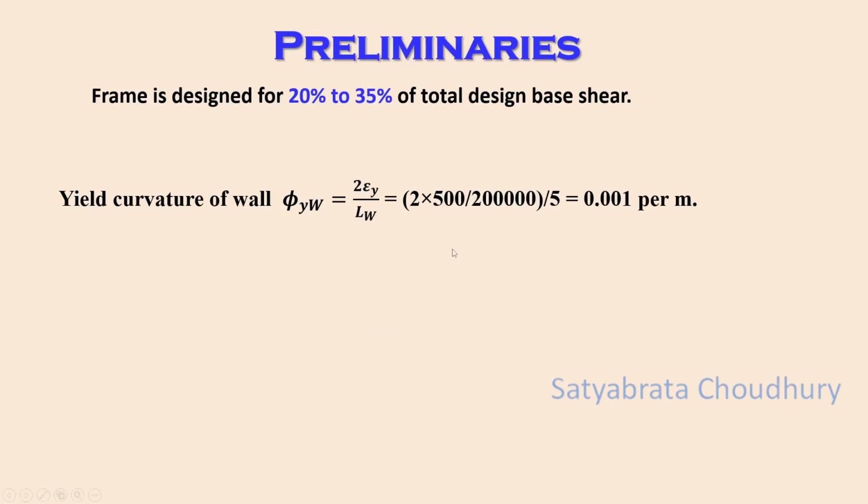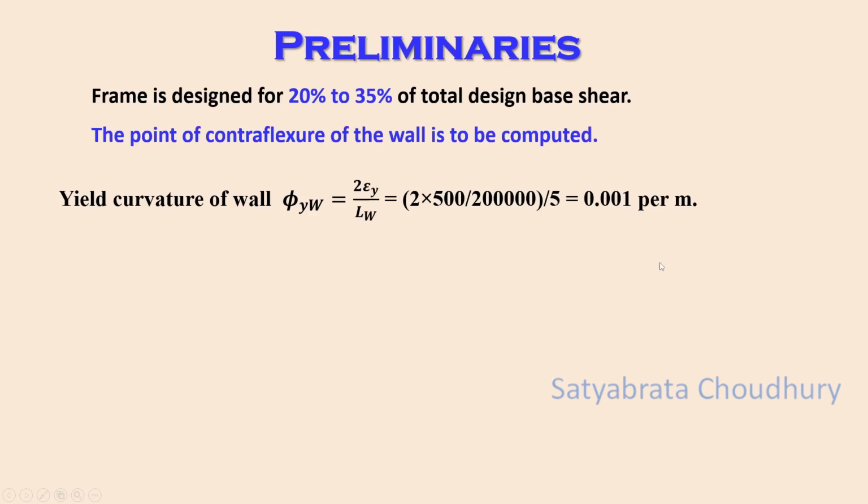The yield curvature of the wall is given by 2 epsilon y by LW. Epsilon y is the yield strain of the rebar, so it is the rebar yield strength, 500 megapascal, divided by the modulus of elasticity of steel. That will give the strain. Then this formula gives you the yield curvature of the wall, 0.001 per meter. This will be required not in the current video but in the future videos. The point of control fracture of the wall is to be also computed, as we have studied in the last video.